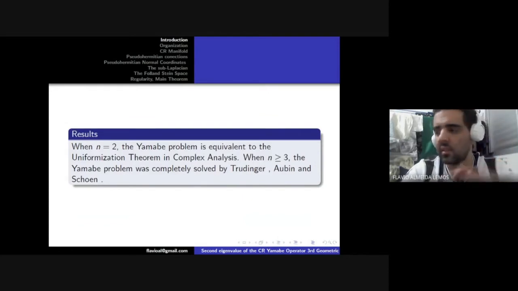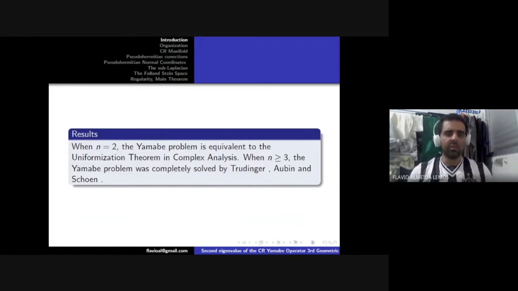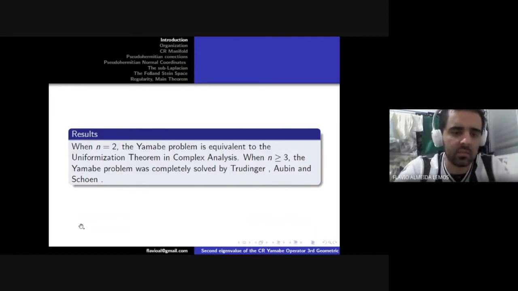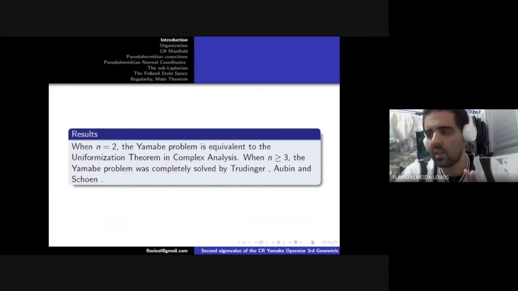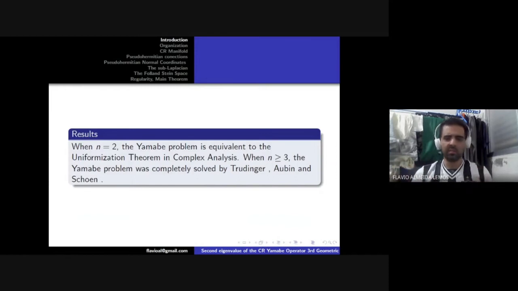We introduce first the Riemannian context. When n equals 2, the Yamabe problem is equivalent to the uniformization theorem in complex analysis. When n is greater than or equal to 3, the Yamabe problem was completely solved by Trudinger, Aubin, and Schoen. We introduce first the Yamabe problem in the Riemannian geometry context. Here, every manifold is compact.